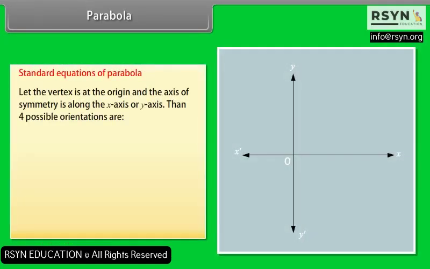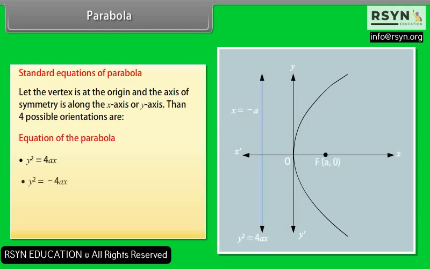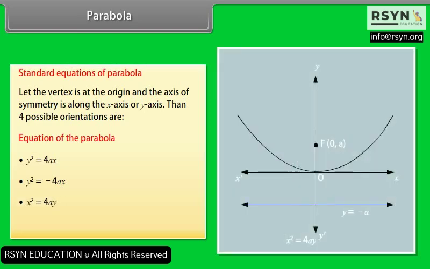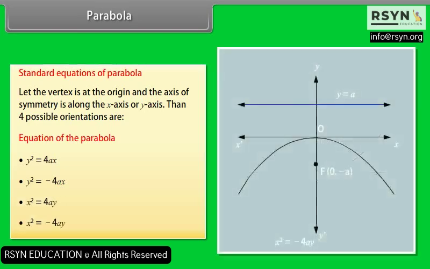Let the vertex be at the origin and the axis of symmetry be along the x-axis or y-axis. Then four possible orientations are: equation of the parabola, y squared is equal to 4ax, y squared is equal to minus 4ax, x squared is equal to 4ay, x squared is equal to minus 4ay.